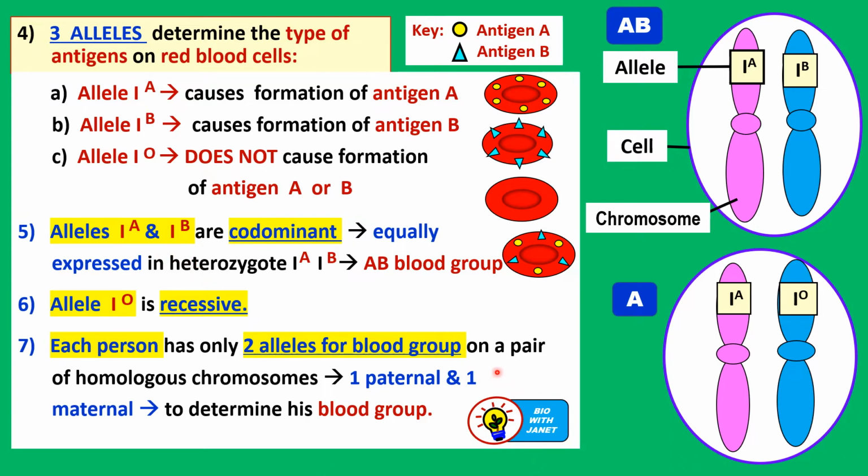Next, so a person has only two alleles for blood group on a pair of homologous chromosomes, as seen here, two alleles, and one is a paternal chromosome that carries one allele for blood group, and the other is the maternal chromosome that carries another allele for blood group from mother, right? These two alleles will determine his blood group.